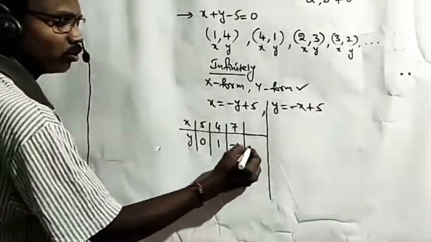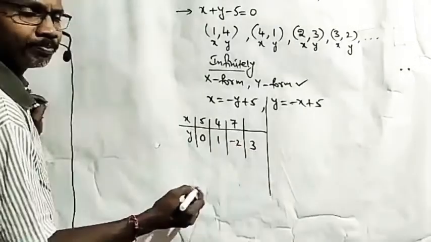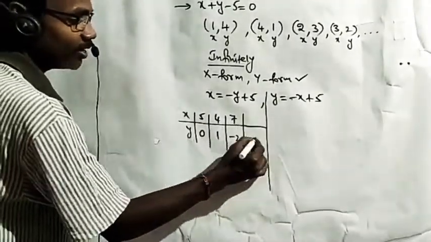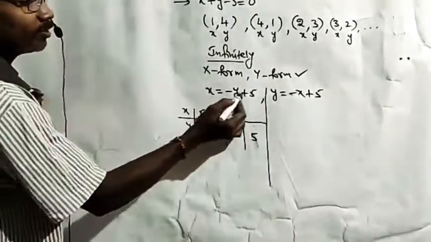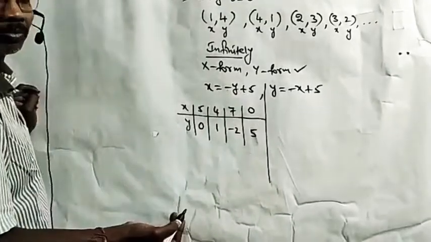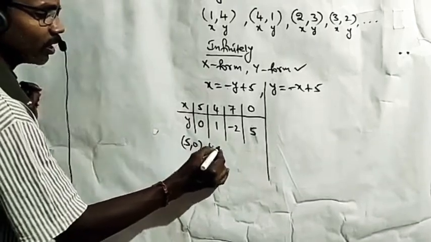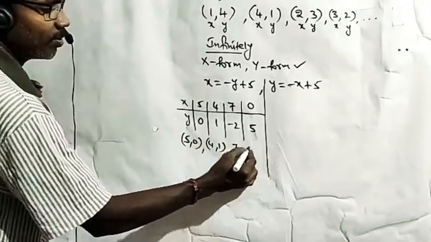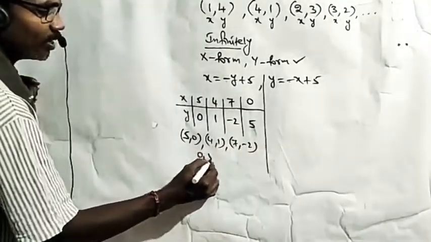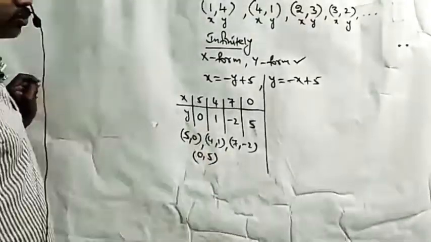You can assume one more value also. You can take 5. Minus 5 plus 5 will become 0. So what are the solutions here? 5 comma 0. 4 comma 1. 7 comma minus 2. 0 comma 5, sorry.